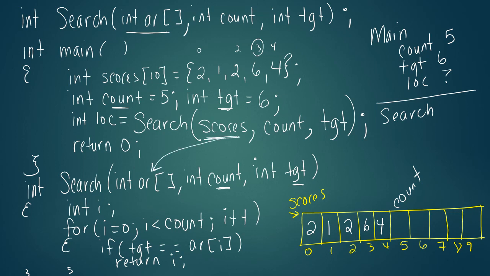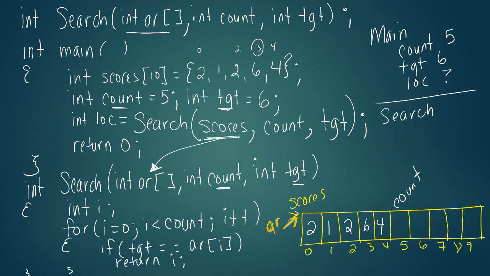Inside of our search function, when our search function gets called, this scores array is going to get passed into the search function right here, and AR is going to get declared. But AR is actually just a pointer, so AR will get declared and will point to the same location in memory. So now we have 2 pointers that are pointing to the same location in memory and sharing this array. So if I were to make changes inside of this function to the array, those changes would also be reflected in the scores array because they're pointing to the same location in memory.